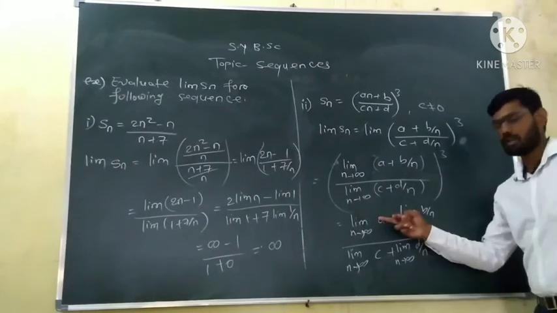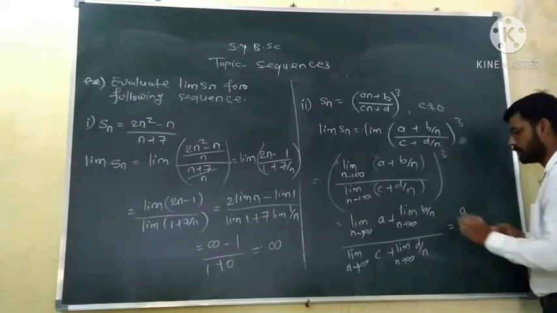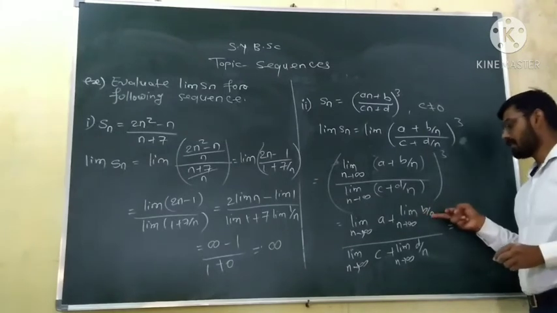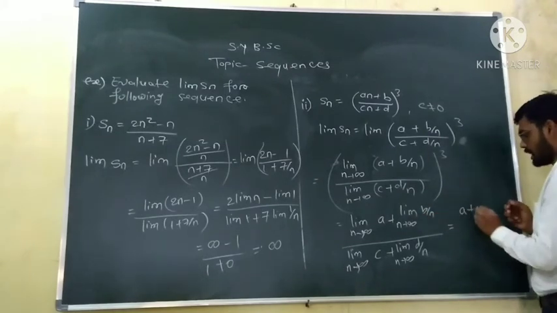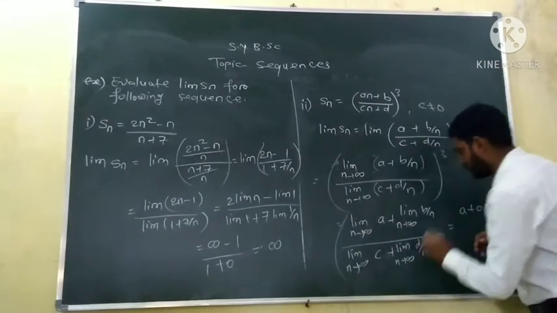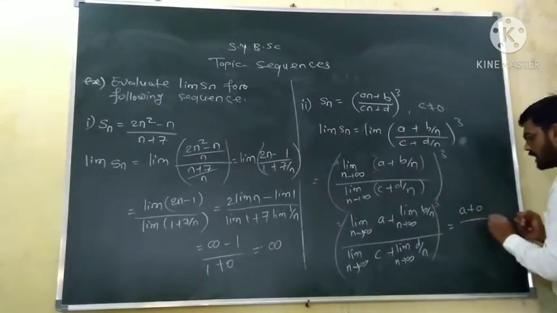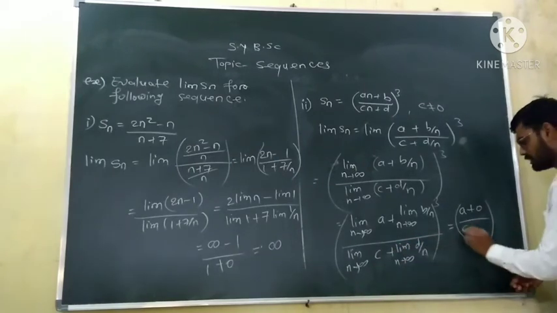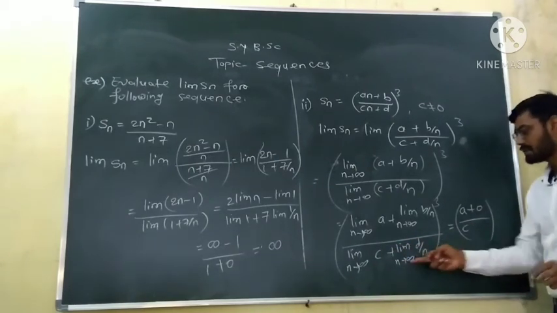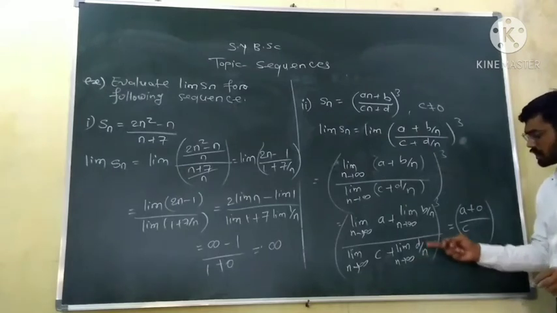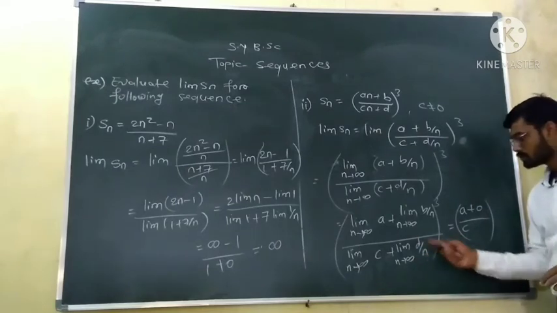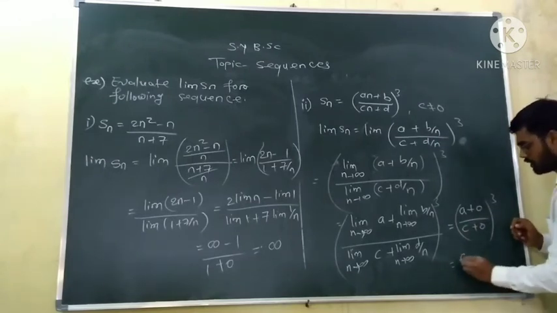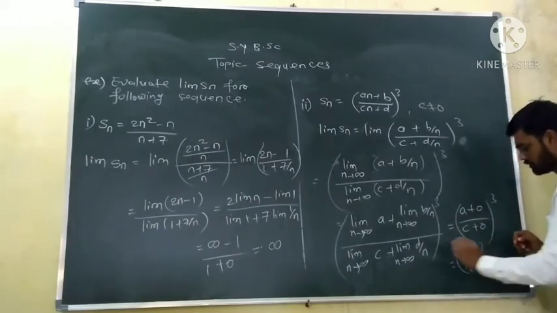Now limit of some constant number a is a, and as n tends to infinity, 1 by n tends to 0, so limit of b by n is also 0, so a plus 0. Now cube of this, so a plus 0 upon limit of constant c, and limit of d by n as n tends to infinity is also 0, cube. This becomes a by c whole cube.